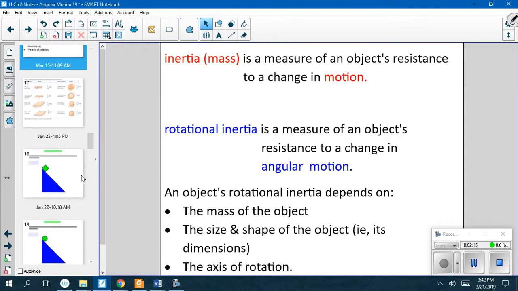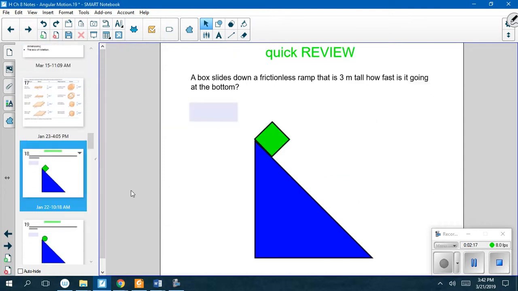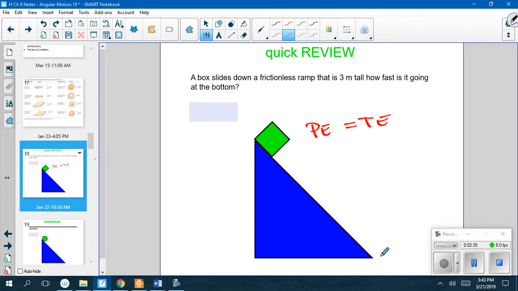I'm going to do a few things out of order here, but let's do a quick review. This is a box on a ramp. Going back to our energy style, our potential energy at the top should equal our total energy, and that should equal our kinetic energy at the bottom. If it's 3 meters tall, we can figure out how fast it's moving.